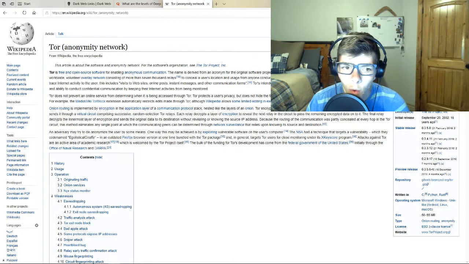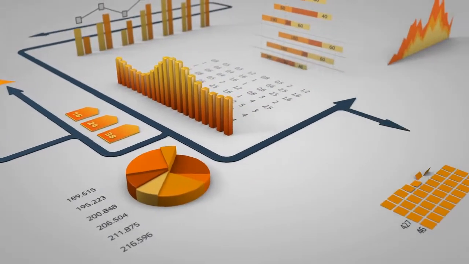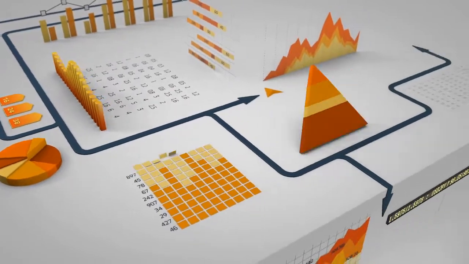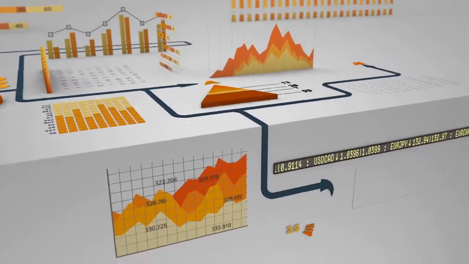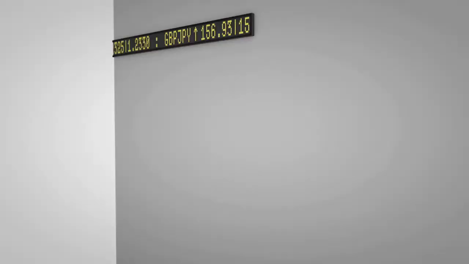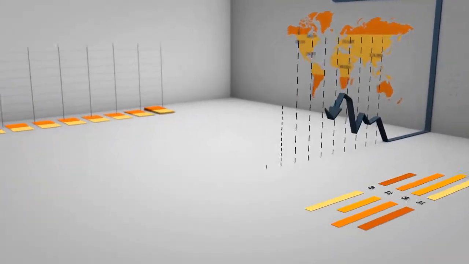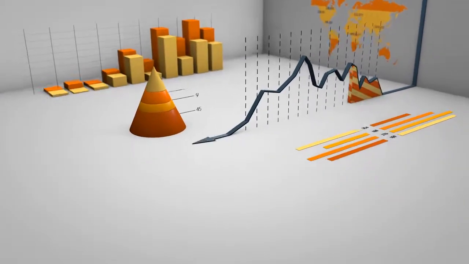So, Tor is a free and open source software for enabling anonymous communication. The name is derived from an acronym from the original software project named the Onion Router. And it's called Onion because we already went through the different layers you can get to through this. And onions have layers, so they kind of made that go hand in hand. Layers, onions, layers. You get the gist.